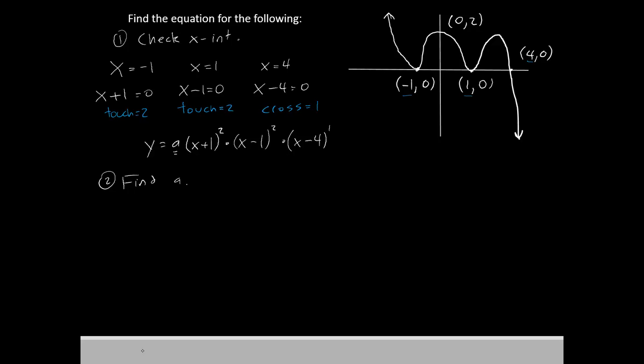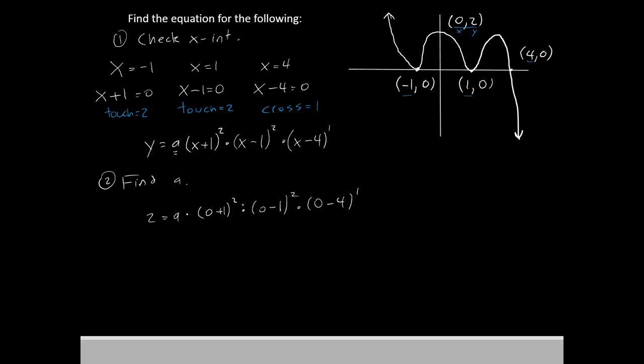Alright, so the only piece of information that we have not used yet is the y-intercept up here, where x is 0 and y is 2. So to find a, we're going to have to rewrite our equation, but we're going to let x equal 0 and y equal 2. Let's go ahead and try that. So instead of saying y, I'll say 2 equals a times, and then instead of x, I'll say 0 plus 1 to the second power times 0 minus 1 to the second power times 0 minus 4 to the first power. Let's just do the algebra.